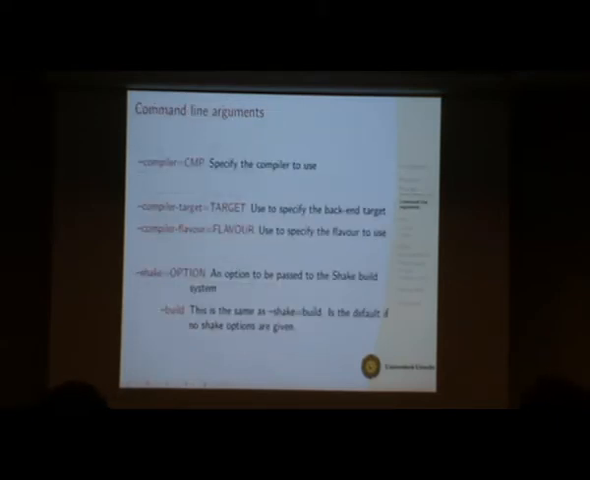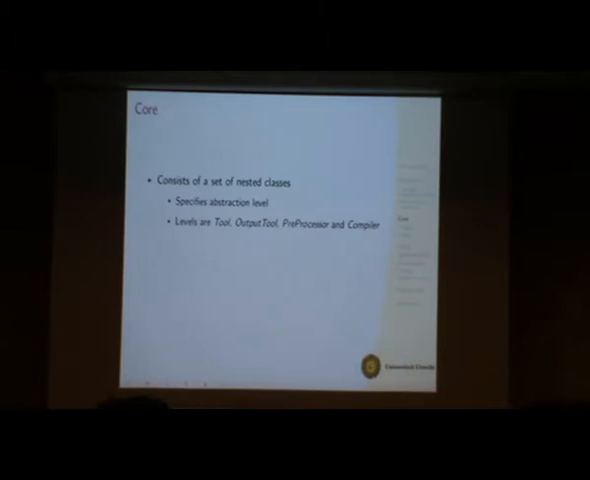Okay, it has some simple command line arguments for specifying which compiler, and a flag to specify which target you want to build. You can use multiple of them and build the cross product of target and flavor. And you can pass options directly to Shake for controlling how many cores it should run on, verbosity, and a lot of other Shake stuff. Okay, the system works based on a system of nested classes or superclasses, which specifies the level of abstraction for the external tool you want to use. You have a tool. I will get into detail later on.